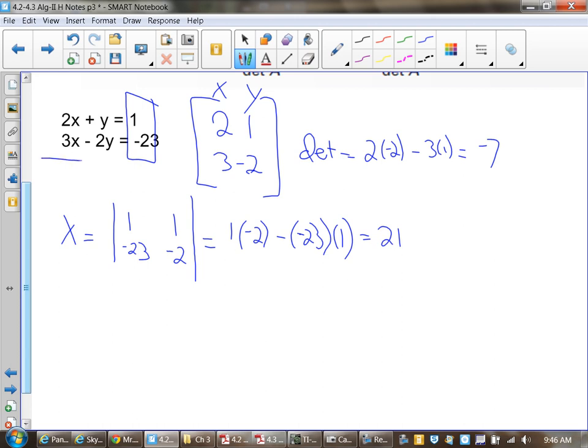Divide it by the original determinant of the problem. X is -3. It's another way to solve systems. I do the same thing to solve for y.